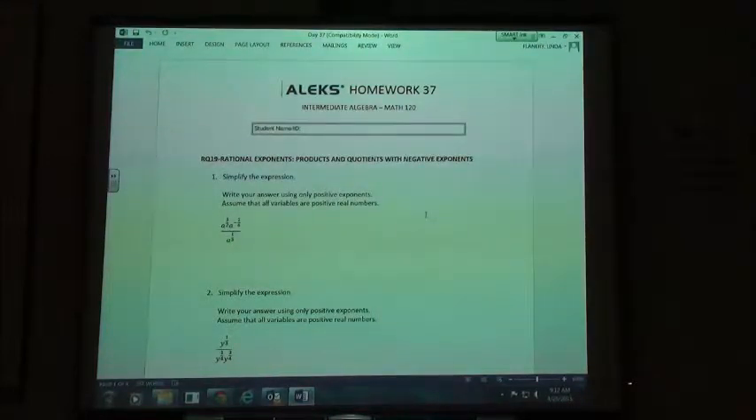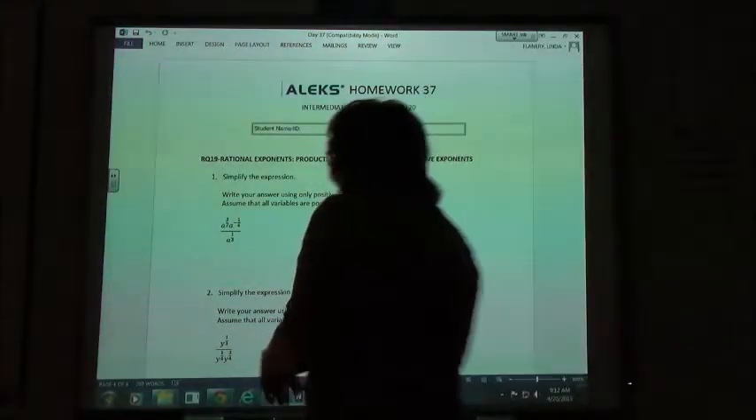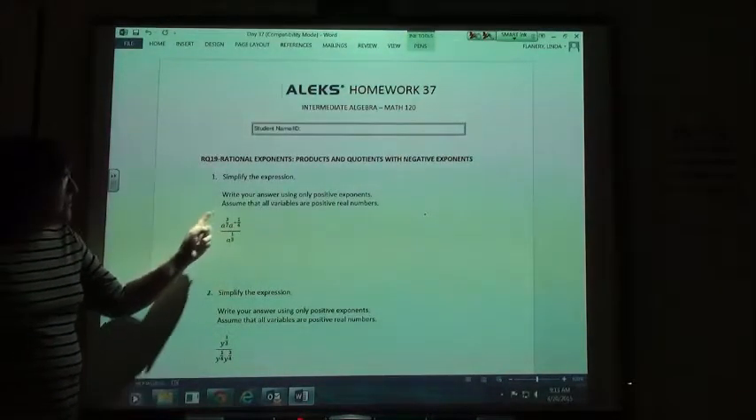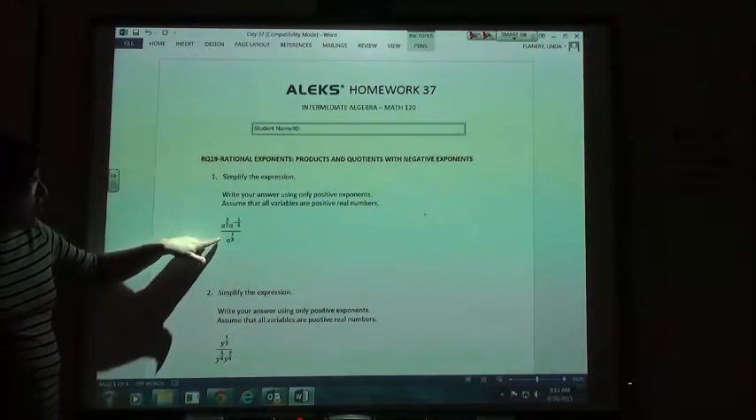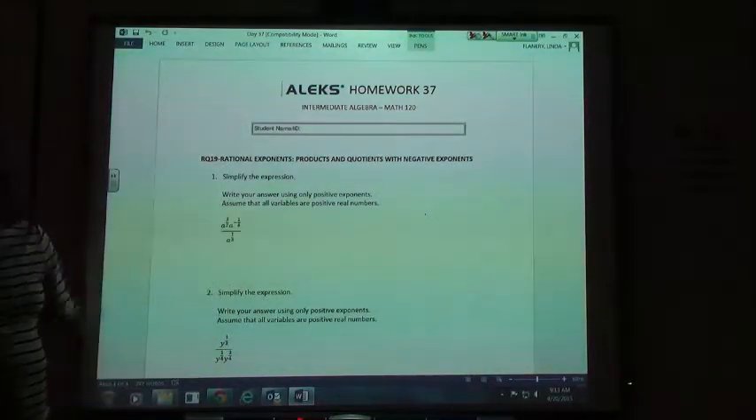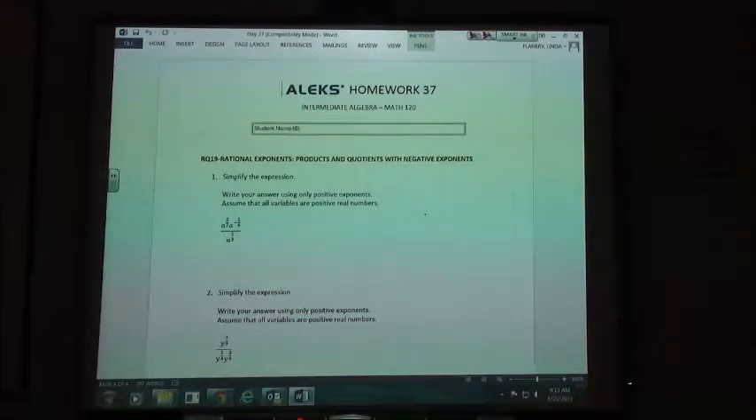All right, so homework 37, we're simplifying a rational expression. The easiest thing to do to simplify this is, first of all, make it all just multiplying. So anything in the denominator, we're going to move it up to the top, and when we move it up to the top, the sign is going to change. So if it's a positive, the exponent will be negative. If it was a negative, it changed to a positive.